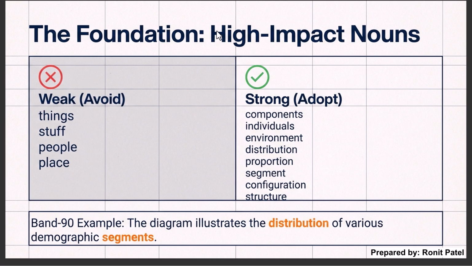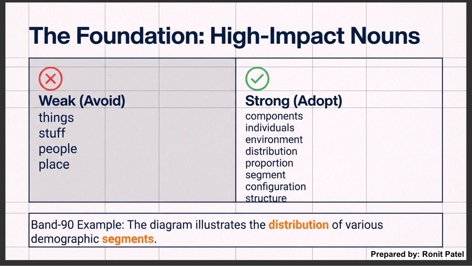This slide is extremely important because nouns form the semantic backbone of your response. Let me explain in a simple way. Avoid using weak nouns such as things, stuff, people, place, and adopt strong nouns such as components, individuals, environment, distribution, proportion, segment, configuration, structure. Why are weak nouns dangerous? Because they signal to AI low lexical range, informal register, and lack of precision. And if one uses strong nouns, they instantly make the response sound academic and analytical.